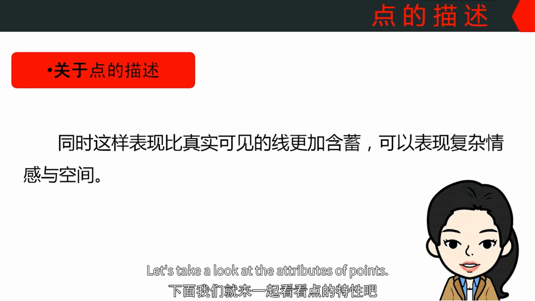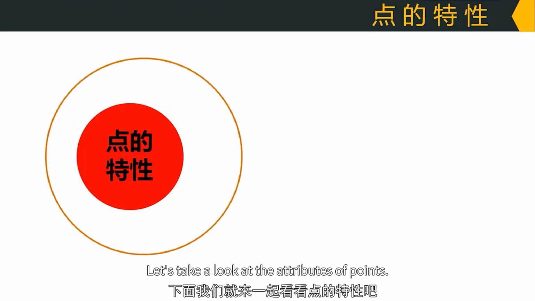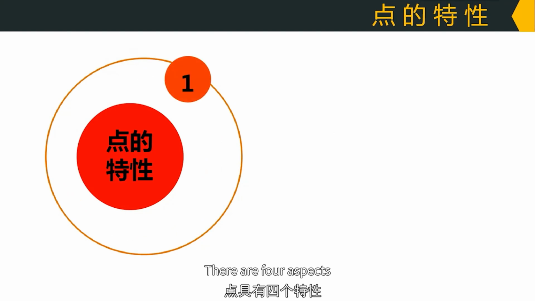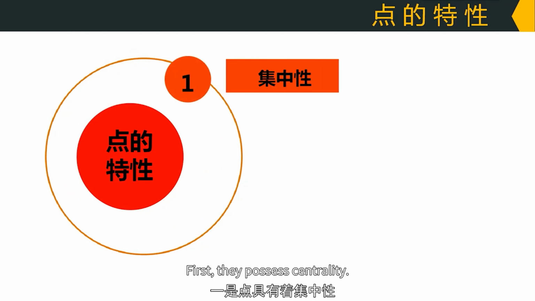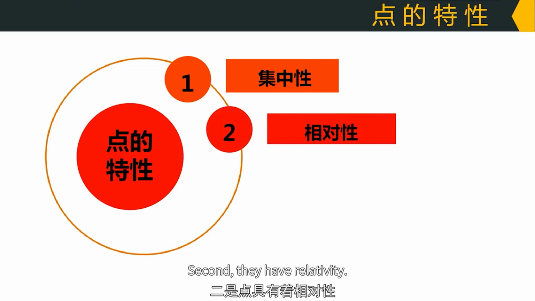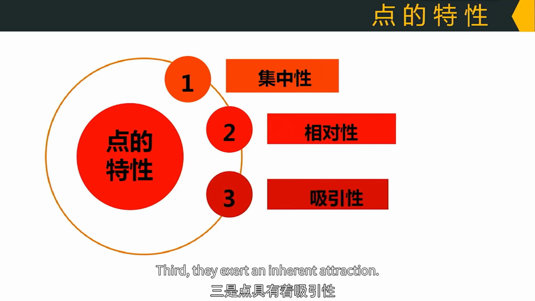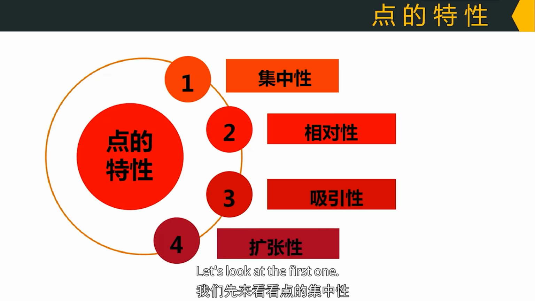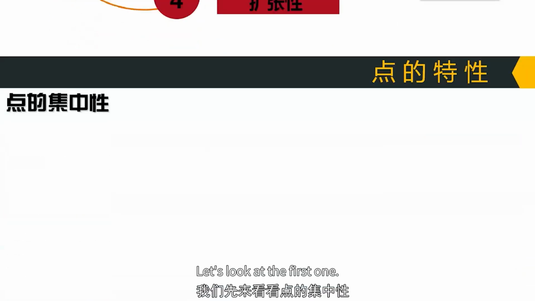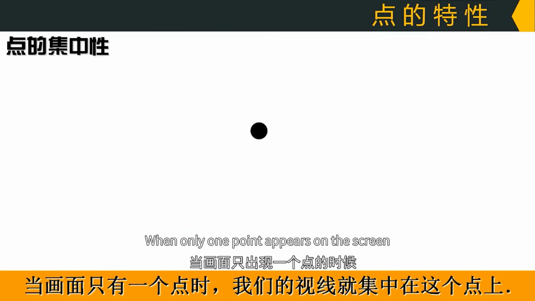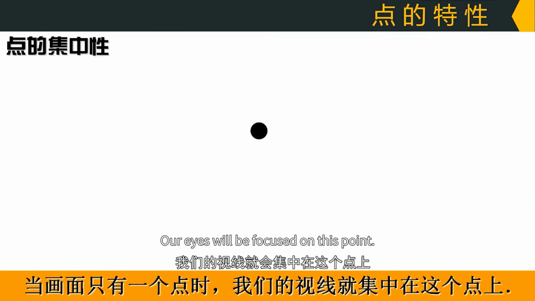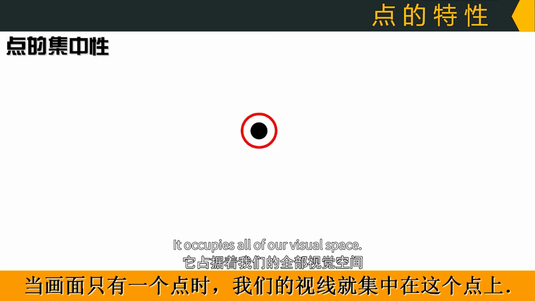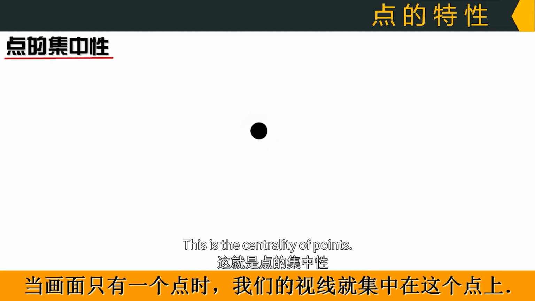Let's take a look at the attributes of points. There are 4 aspects. First, they possess centrality. Second, they have relativity. Third, they exert an inherent attraction. Fourth, they exhibit expansivity. Let's look at the first one. When only one point appears on the screen, our eyes will be focused on this point. It occupies all of our visual space. This is the centrality of points.